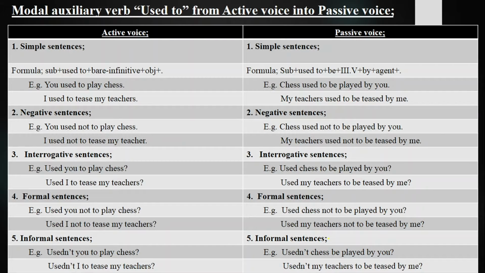So first we will discuss used to as a modal auxiliary verb, and how you are going to change it from active voice into passive voice. In active voice, the subject does something. In passive voice, the subject is affected. In active voice, the subject does something, like see. Here your subject is the doer of an action, you and I are the doers of an action. In passive voice, the subject is affected.